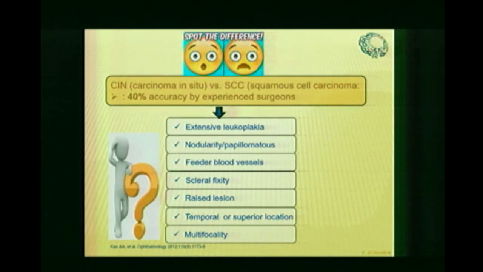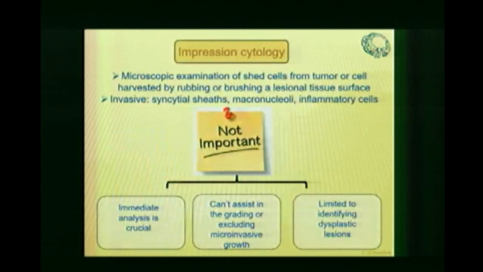There are, however, certain signs that can tell you this is more towards squamous cell carcinoma in situ, like extensive leukoplakia, nodularity, papillomatous lesion, presence of large feeder blood vessels, scleral fixity. Scleral fixity, usually we notice that intraop. We don't like to touch the lesion when we examine it, in order to avoid shedding of the tumor. Also raised lesions, temporally located or superiorly located lesions, and multifocal lesions. These will guide you toward suspecting squamous cell carcinomas.